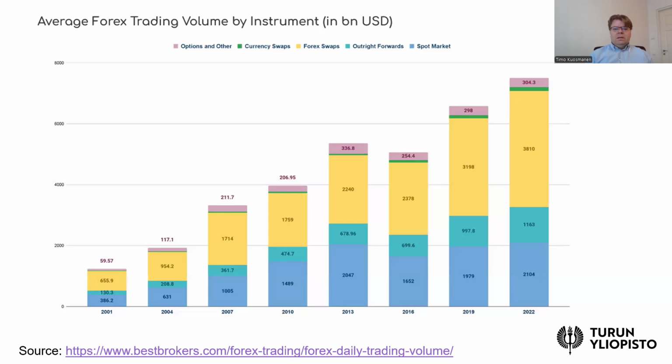So notice that this figure includes not only the spot market, so this kind of immediately occurring exchange of currency. There are also forward contracts, and then various types of currency swaps and forex swaps, and then there are options and other derivatives as well. So I won't go into the details of what these forward contracts or swaps mean, but this also means that this market is more complicated.